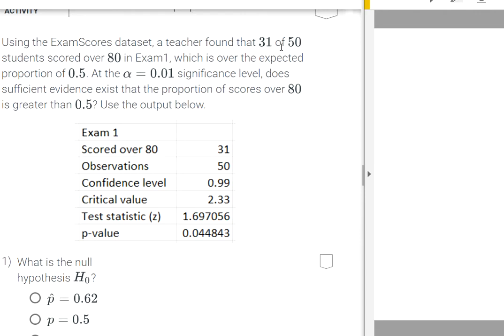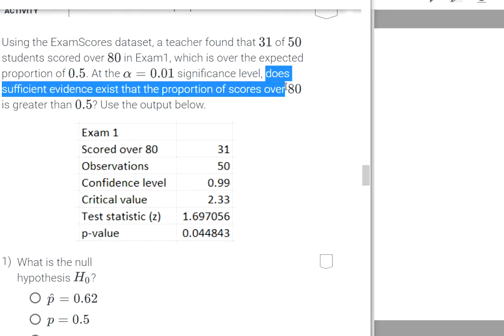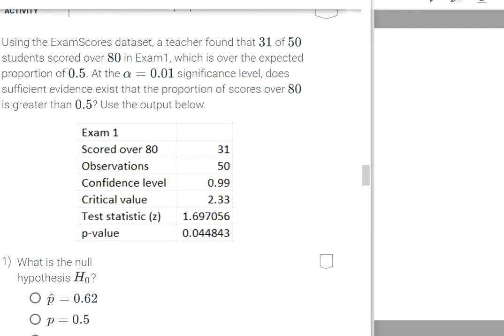Teacher found that 31 out of 50 students scored over 80 in exam 1, which is over the expected proportion. They expected about 50% to get 80 or above. So, does sufficient evidence exist that the proportion of scores over 80 is greater than... Look, this is what we're trying to test. Is there enough evidence to say that the proportion is greater than 0.5?